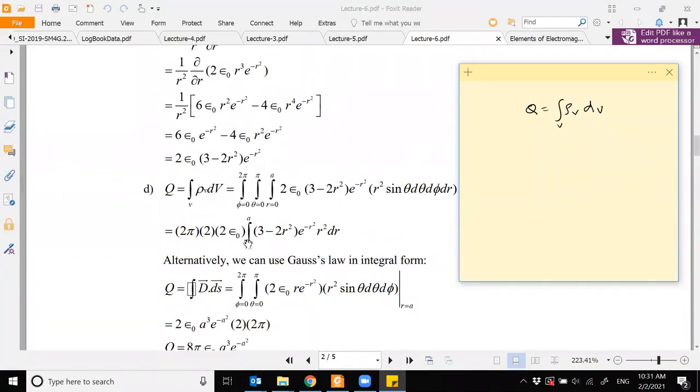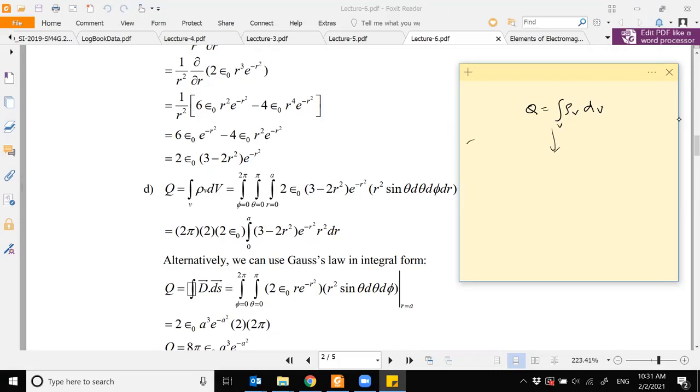Now, if you see here, using this expression, you end up with a rather difficult integration. Can you see this one? Because you have r to the power of 4 multiplied by e to the power of minus r squared. So you have to do integration by parts if you use this approach.